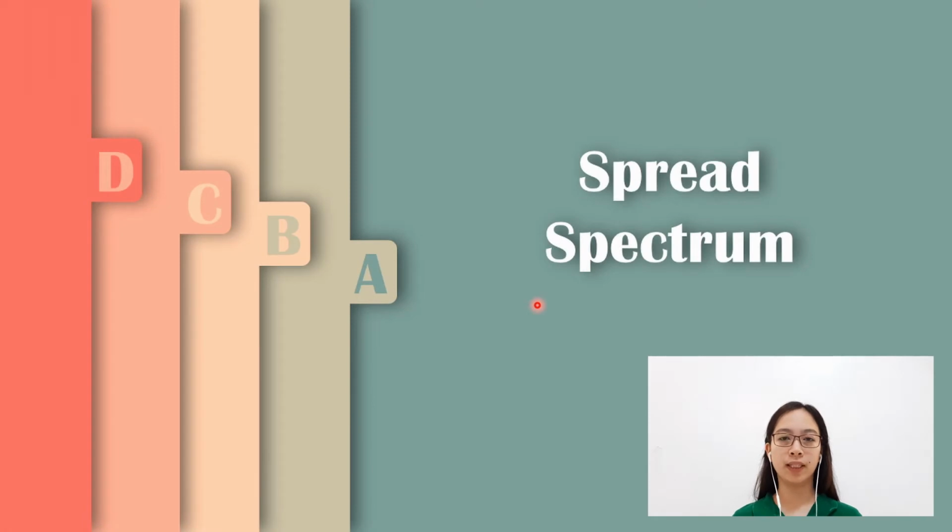Spread spectrum is a modulation technique used for transmitting radio or telecommunication signals in which the transmitted bandwidth is larger than the information signal bandwidth. Obviously, the bit rate of the spreading sequence is much higher than the input data.